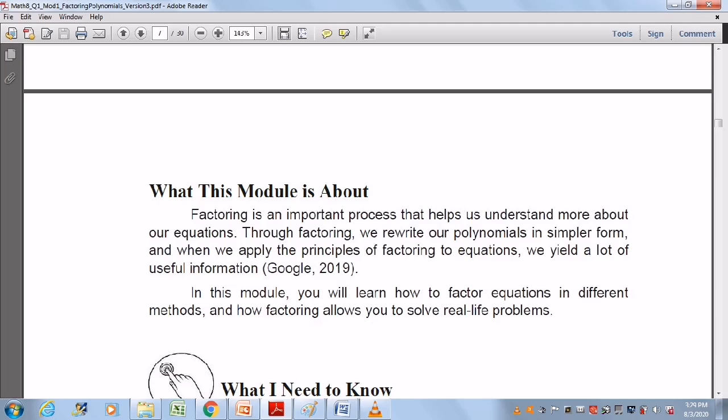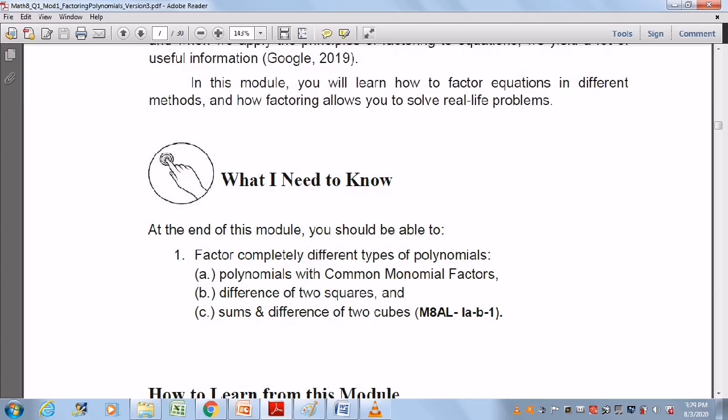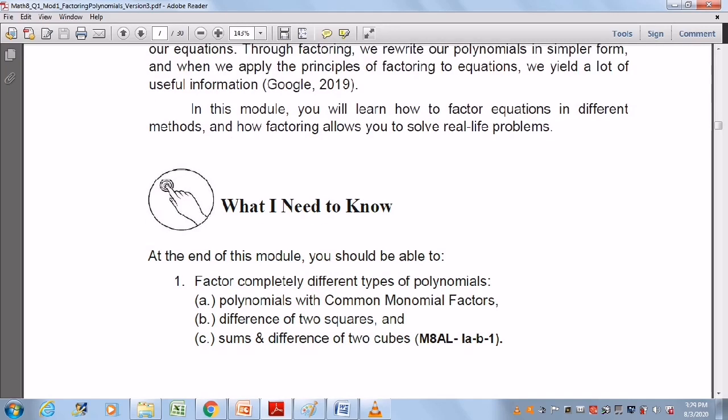Before, they need to multiply. Ngayon naman, they need to get the factors. And then, i-connect to sa real life. And then, eto yung so what I need to know. Ayan, nakalagay dito. At the end of this module, you should be able to factor completely different types of polynomials. Ito ay makukuha sa budget of work. Nakalagay doon yung learning competency.